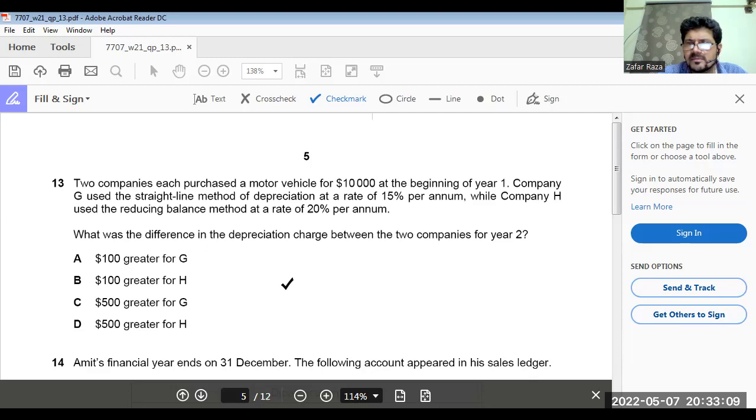Done? Okay. Now, for the reducing balance method, we have to be careful. 10,000 multiplied by 20%. The book value after year 1 is 8,000, multiplied by 20%, 1,600. So company H's amount would be $100 greater than the amount of G. Getting my point clear? $100 greater for H. This is the answer.